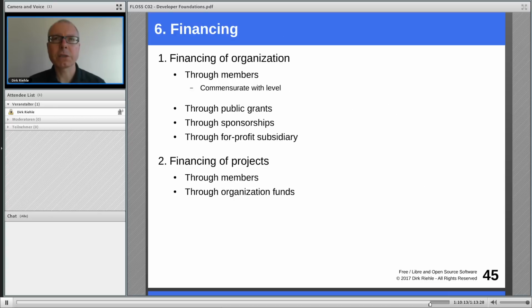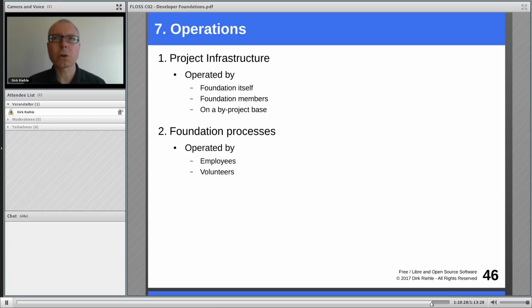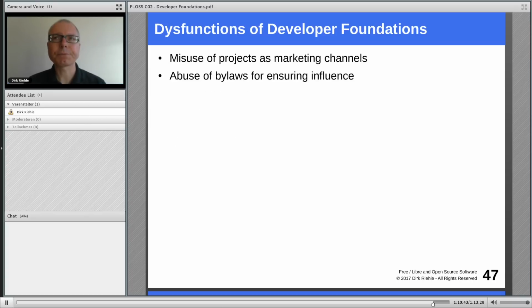Well, everything needs money, certainly if you have people employed by the foundation, so you need to set up your membership fees if that's the way you want to finance yourself, or simply how to accept donations and sponsorships. That's up to you, but it needs to work, of course, in the end. Also, the foundation typically operates the infrastructure, but doesn't have to. Maybe some member will do it, maybe the member will get compensated, maybe they do it for free, etc.